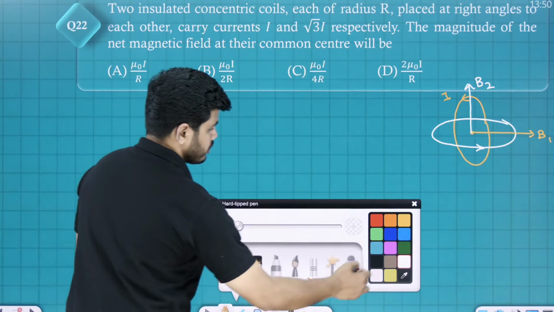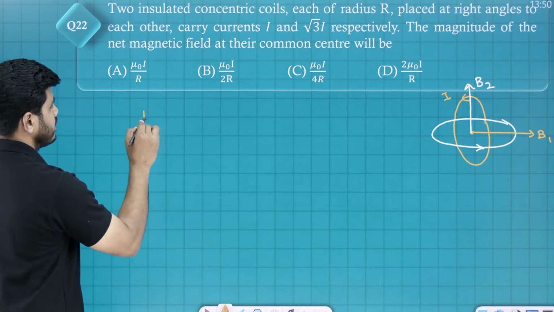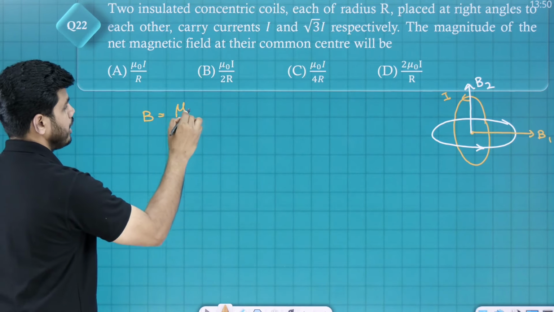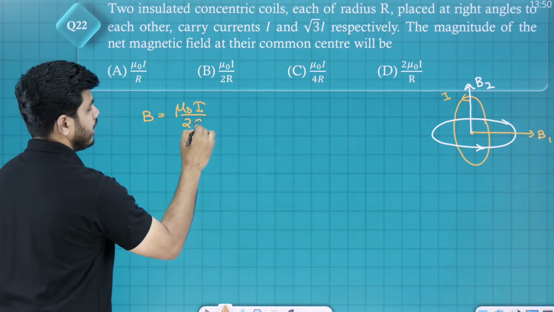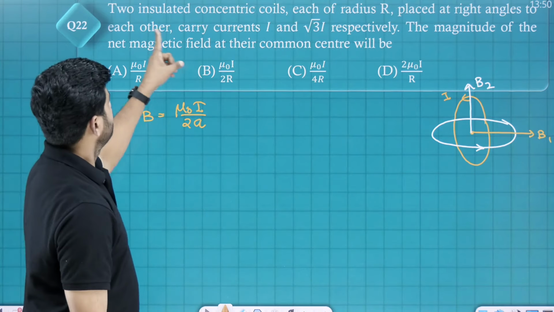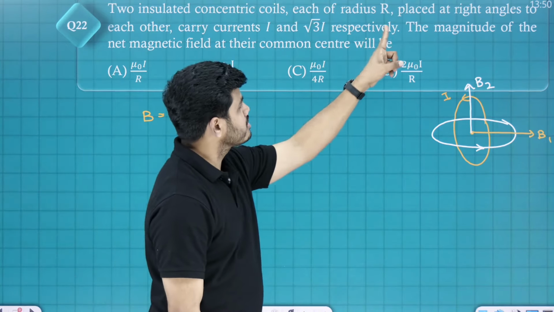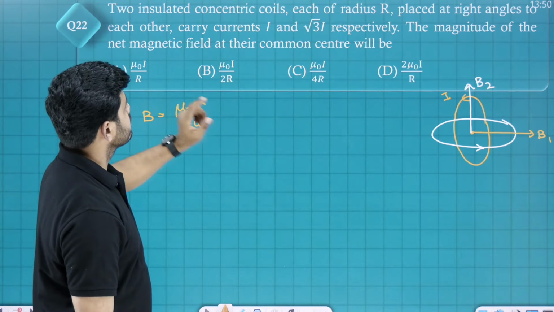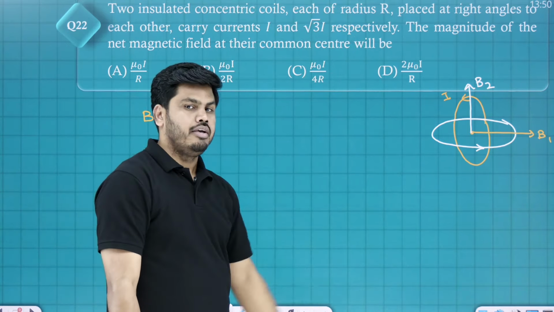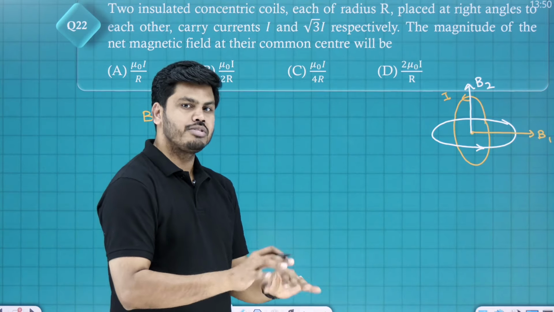We know the magnetic field at the center of a loop: B is equal to mu naught I by 2A, where A is the radius. Now look at this. We have two identical coils. The radius is R for both of them. The only difference is I and root 3I. The current flowing through the loops is different.